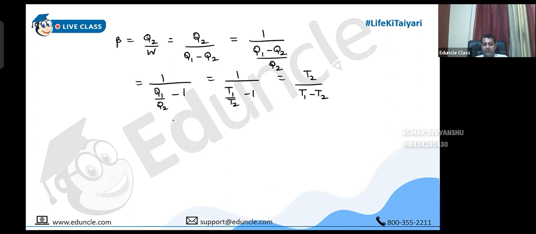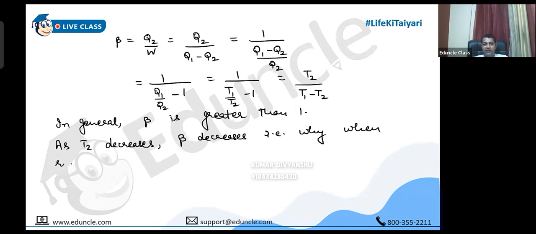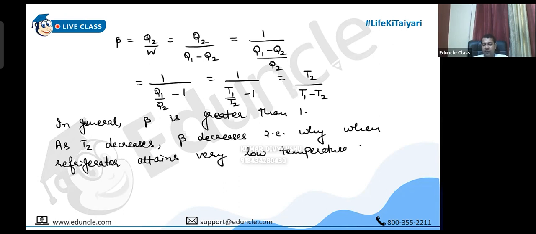This is the formula in terms of temperature. So you can see in general beta is greater than 1. As T2 decreases, the denominator will increase, so beta will decrease. That is why when a refrigerator attains a very low temperature, its performance decreases. It requires more cycles to extract the heat from the food. As I said earlier, the more it cools the food, the more difficult it will be for the refrigerator to cool it further, because its coefficient of performance decreases with the decrease in the temperature of the food.